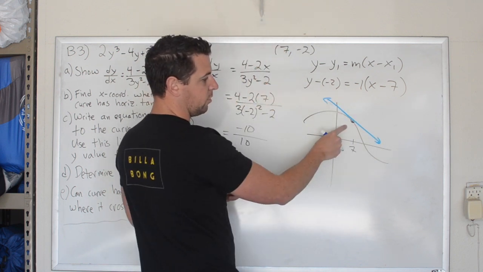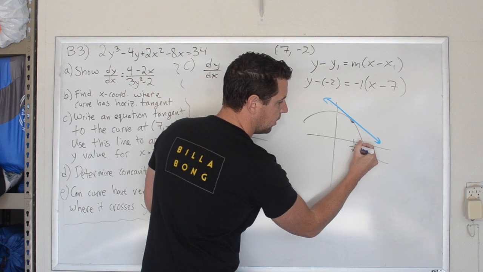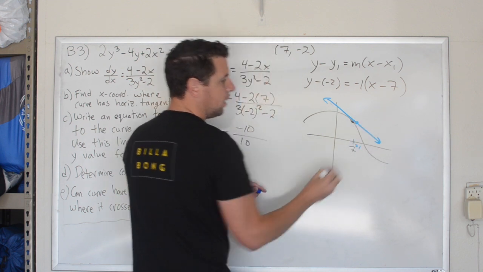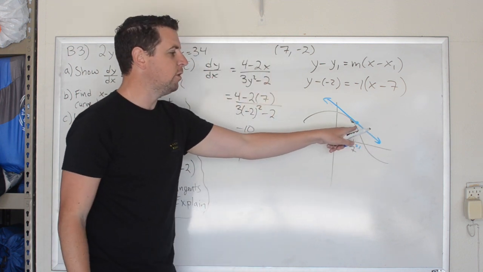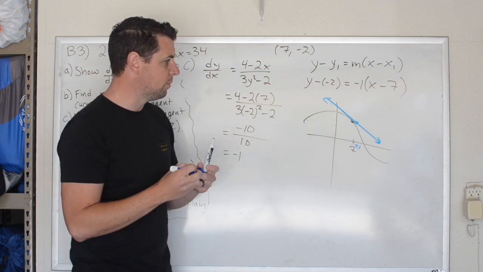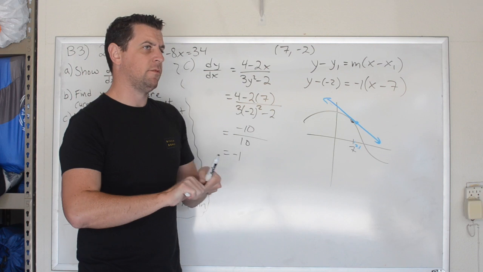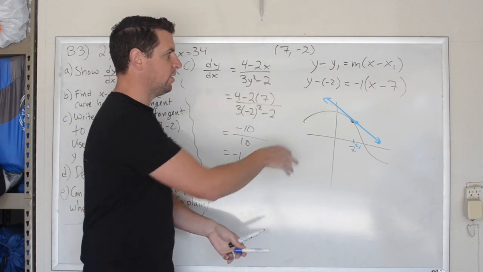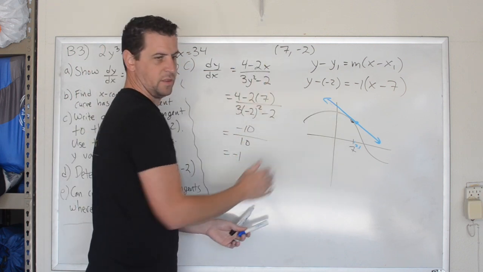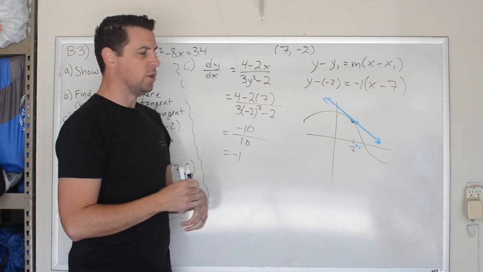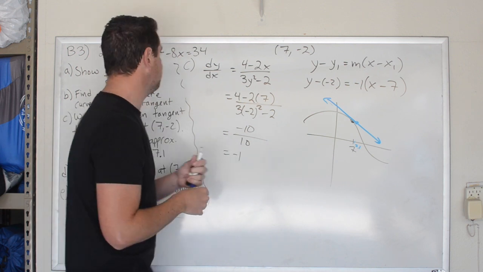And what I'm using is this tangent line to approximate 7.1. I want to get what the y value of the curve is really, really close to that. And so this will be an approximation of our curve. So that's kind of the big picture of what we're doing. Obviously this isn't the point 7, negative 2 because I didn't do a good job drawing that, but you guys can imagine what that would look like.